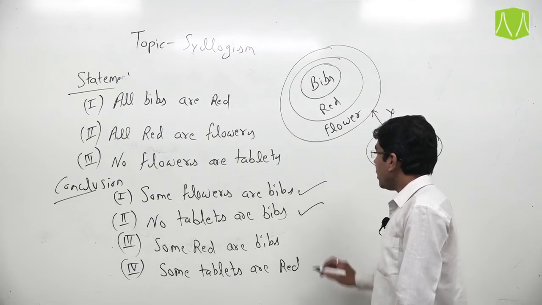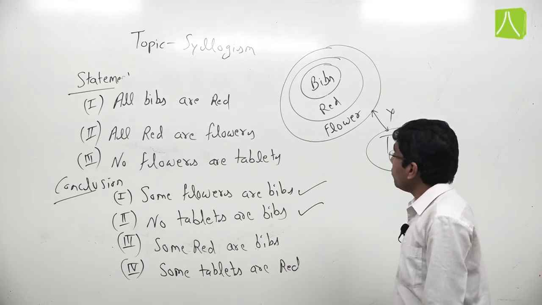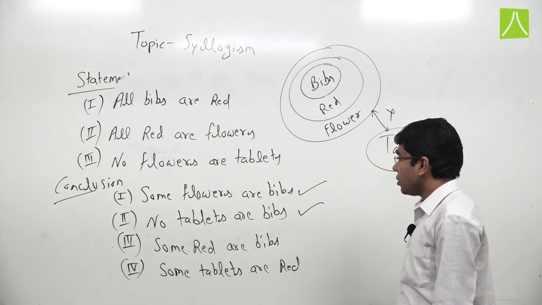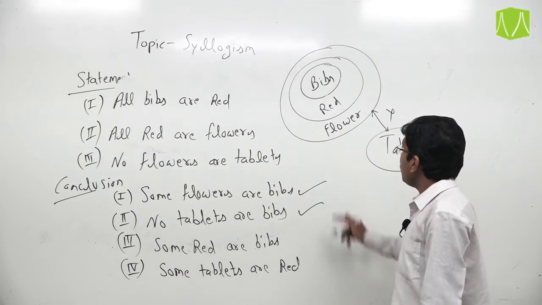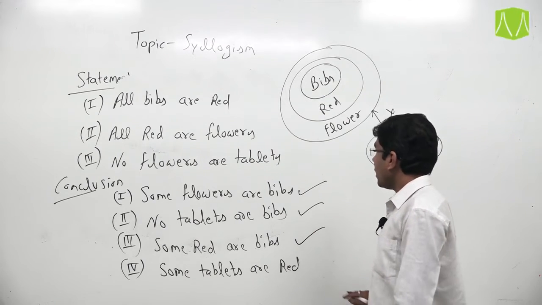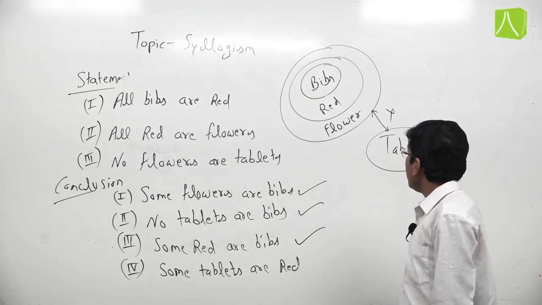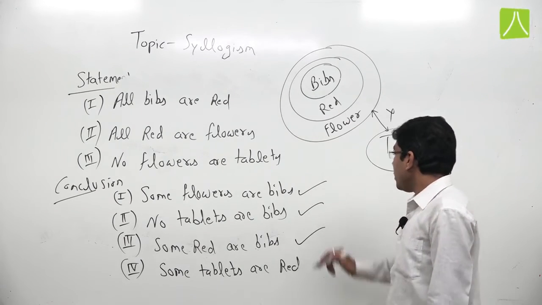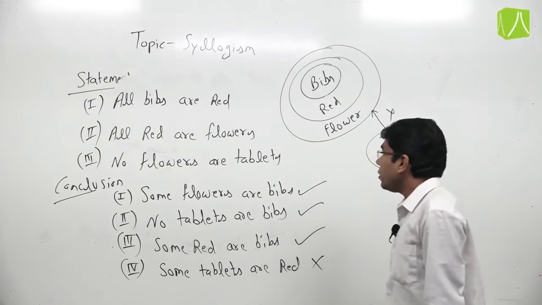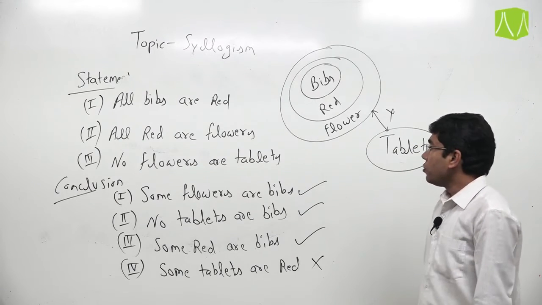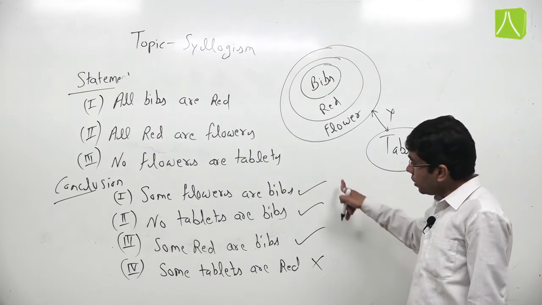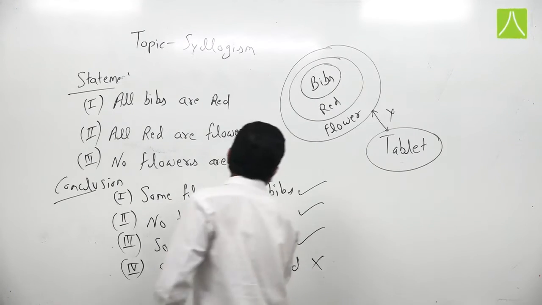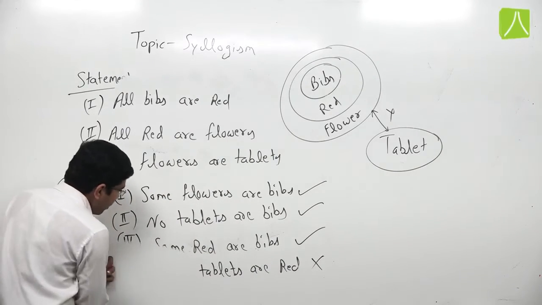So we can say that second conclusion is also correct, because the tablet and wives cannot be connect in any situation. Third is some red are wives. Obviously, red and wives are connected. Third conclusion is correct. Some tablets are red. It is positive conclusion. Tablets and red is not correct. So our fourth conclusion is not correct. So for this question, our answer should be only first, second and third conclusion are correct. Fourth is incorrect. Now take next example.